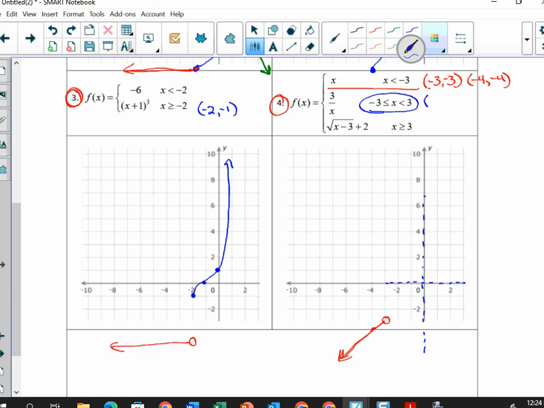Okay. Plug in your endpoints. What do I get when I plug in -3? -1. Okay, that one's filled in. What about when I plug 3 in? 3, 1. How do you know that? You have to know your parent graph. 3 over X. Okay. Rational function, guys. Dividing by X is going to give you an asymptote. It cannot be 0.